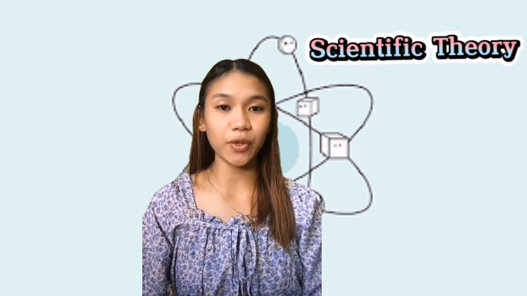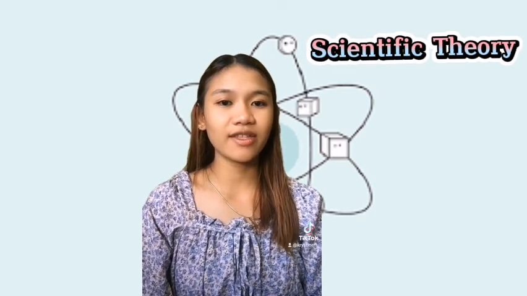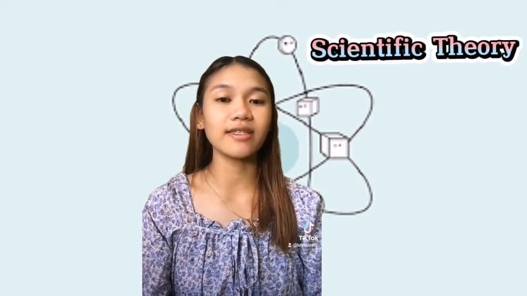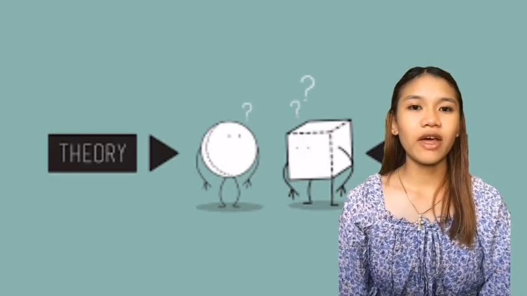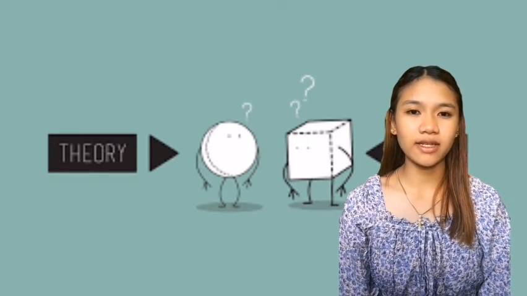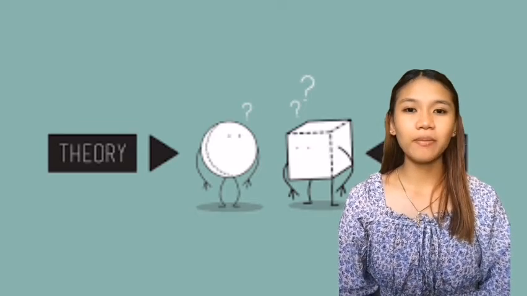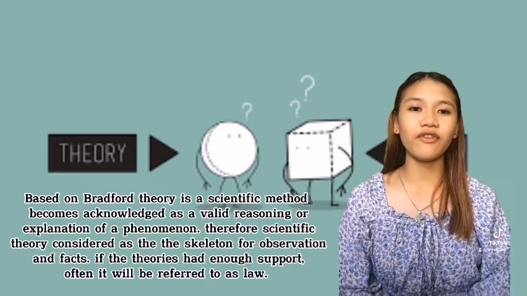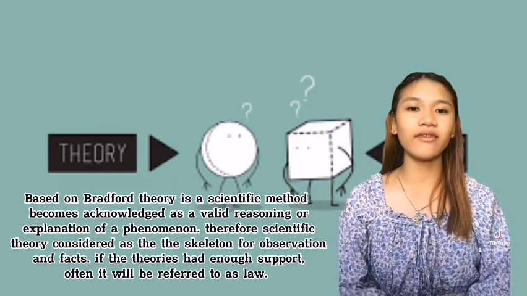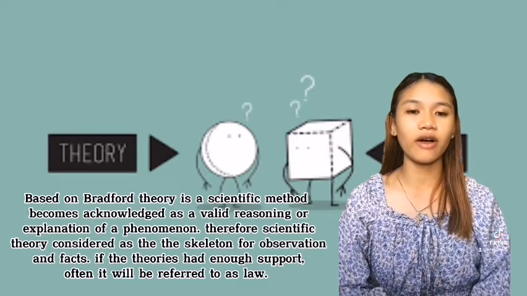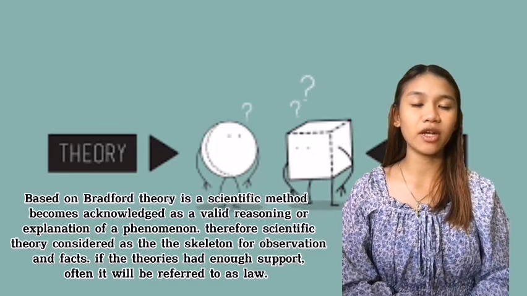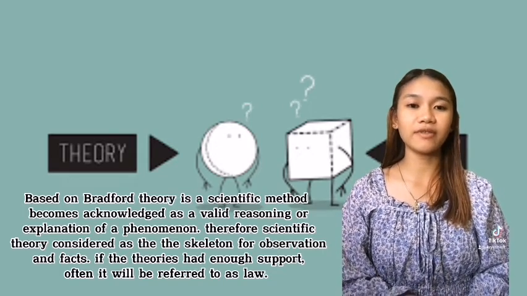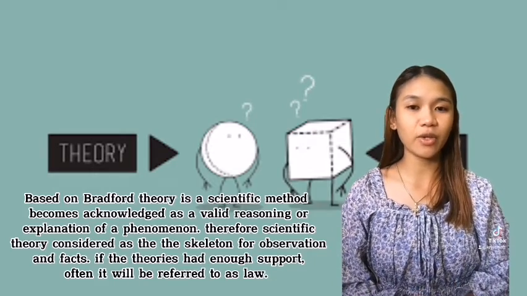If you talk to your friends about a well-established scientific theory, she might respond, "Well, it's just a theory." But a discussion on scientific law rarely comes to that conclusion. Why is that? If enough evidence is gathered to support the hypothesis, it can be considered a theory. Based on Bradford theory, a scientific method becomes acknowledged as a valid reasoning or explanation of a phenomenon. A scientific theory is considered the skeleton for observation and facts. If the theories have enough support, often they will be referred to as law.